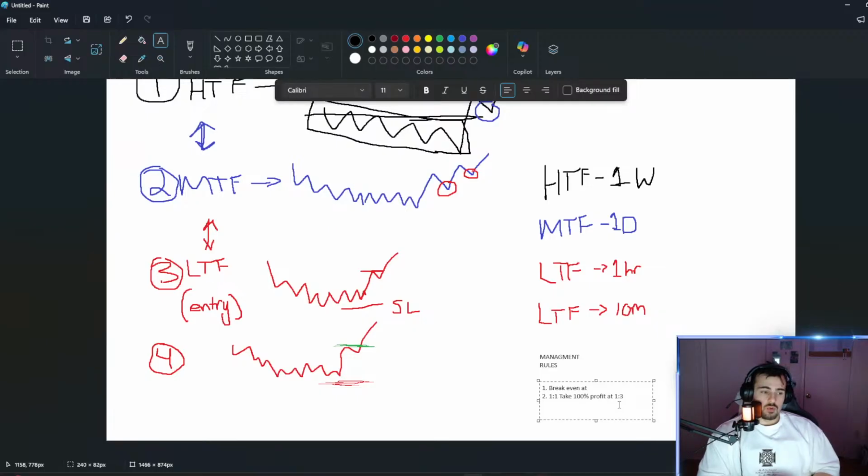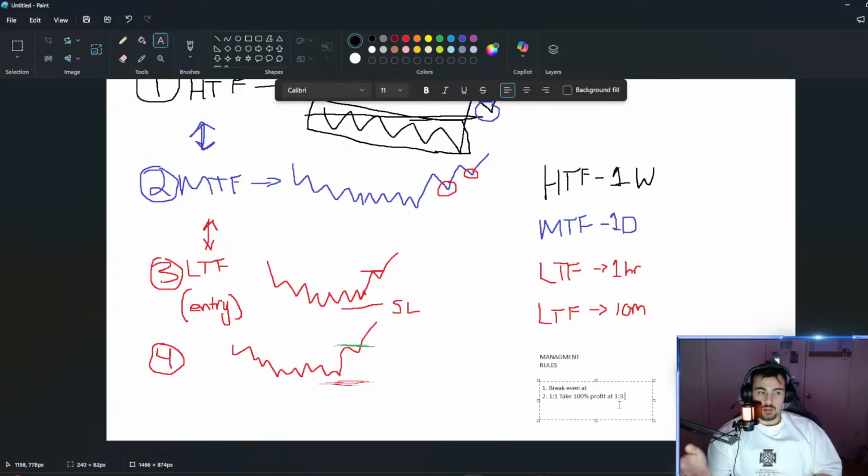Now, management rules can go much further than this, but at its simplest form, there are two things you need in your management system. One, know when you're going to break even, and two, know when you're going to take your profit, because the trade is not over until you close the trade. Meaning the profits you see that are floating are not yours until you close the trade.